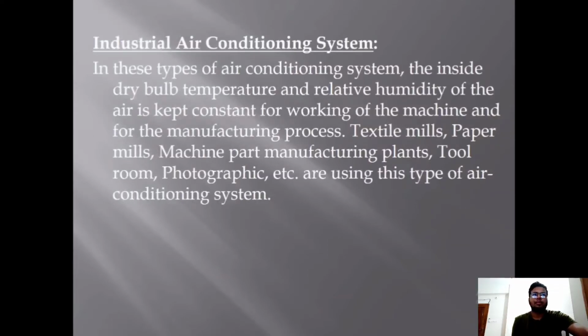In this type of air conditioning system, instead of comfort, the dry bulb temperature and relative humidity of the air are kept constant for the working of the machines and for the manufacturing process. As I said before, productivity units, mills and factories like textile mills, paper mills, machine parts manufacturing plants, then garments. There are very many types of garment industries where this type of industrial air conditioner applies. Tool rooms, photographic units, etc. also use this type of air conditioning system.